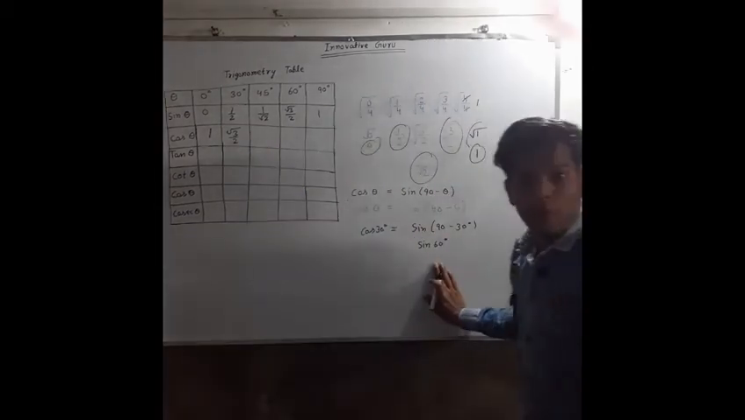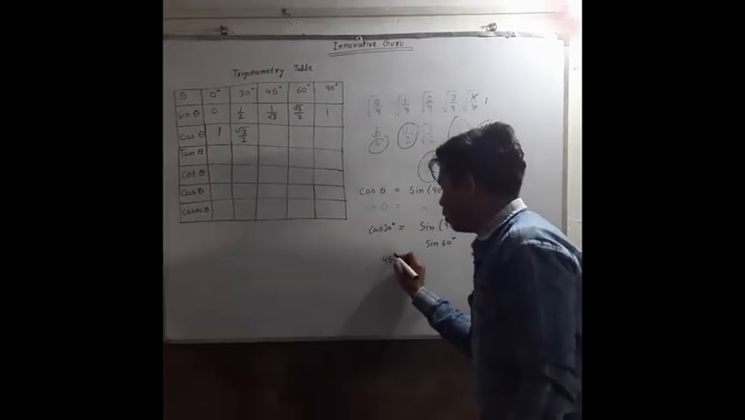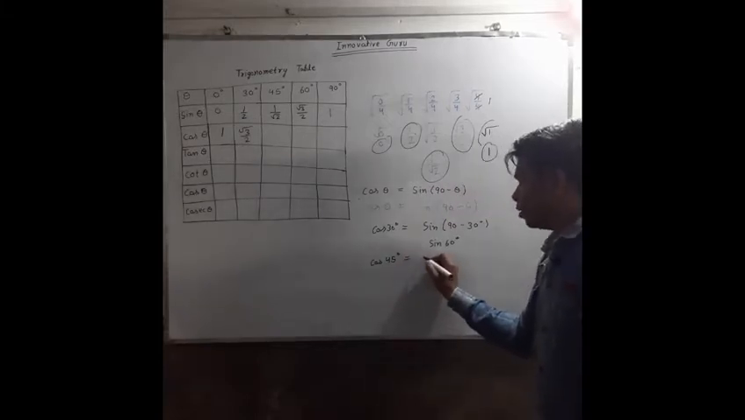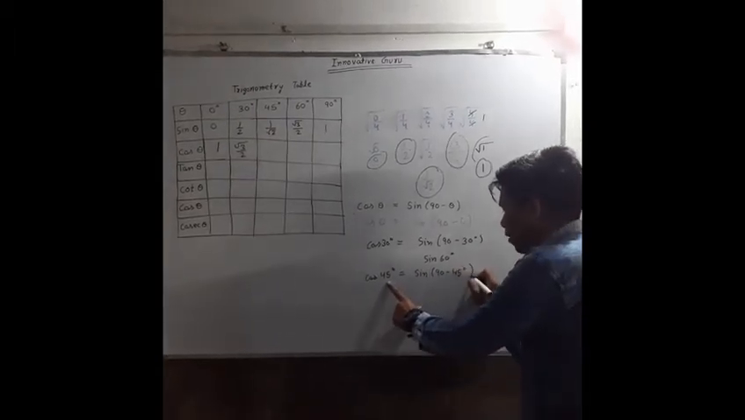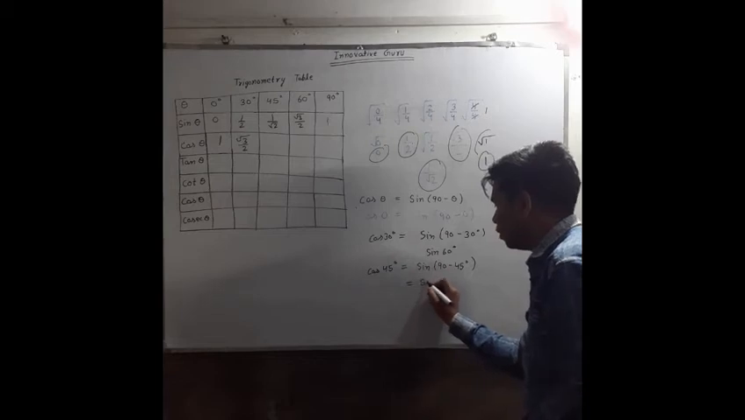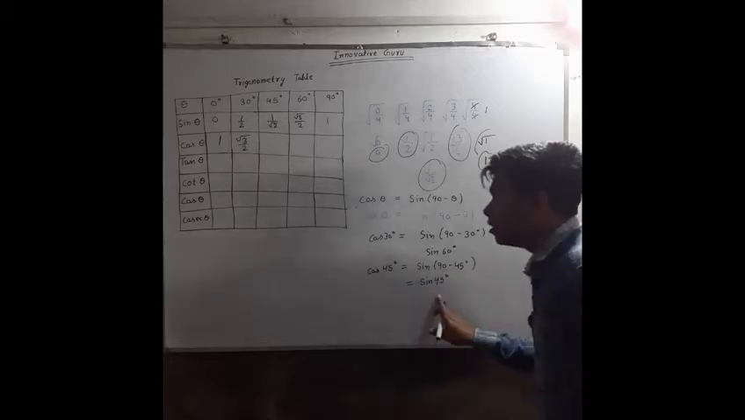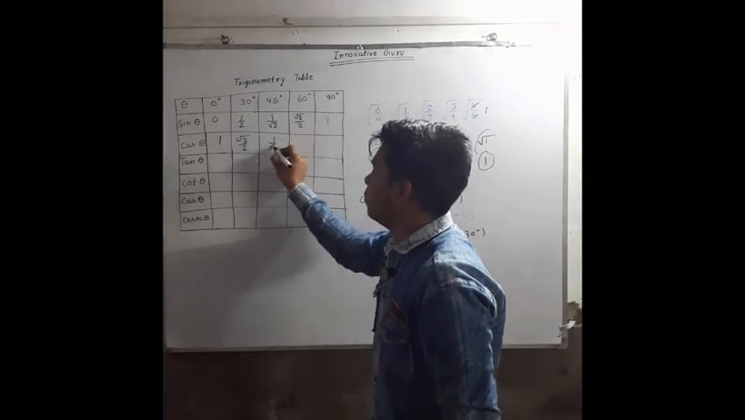Now focus on the next one. You want to sort out the value of cos 45. So how will you sort it out? The formula is sine of 90 minus theta. The theta here is 45. So you will solve the equation, and the answer is 45. So cos 45 is equal to sine 45. So the answer is the same.